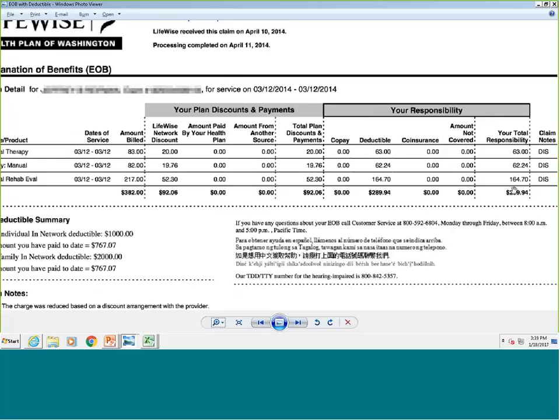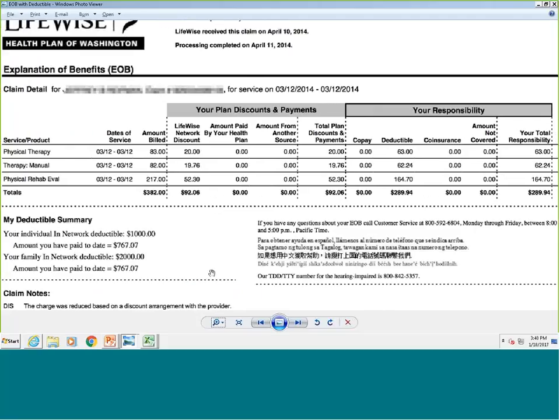And it does explain with denial reason codes, and we'll get to that in a minute, as to how things are processed. All the way to the right of the screen, it says claim notes. The notes for this particular process is DIS. Well, what does DIS mean? You never have to memorize them. It will always be listed somewhere on the EOB. The bottom left says DIS. This charge was reduced based on a discount agreement with the provider, which means that they used an in-network provider and there are discounts that the member will not be responsible for.